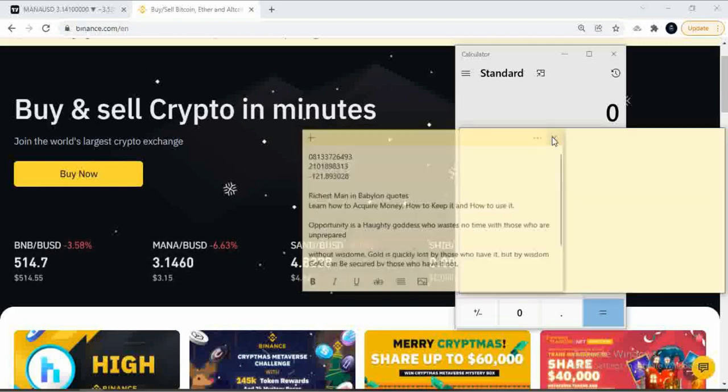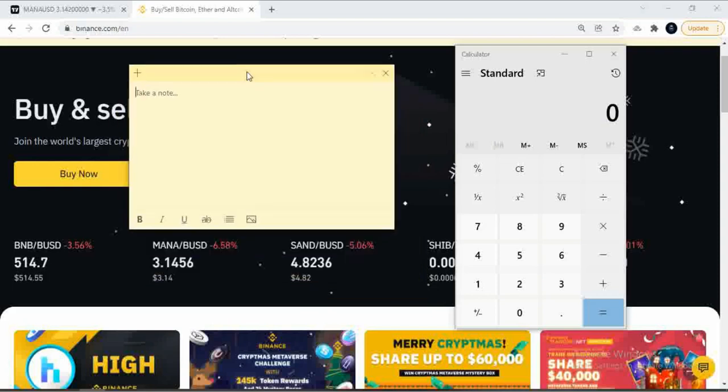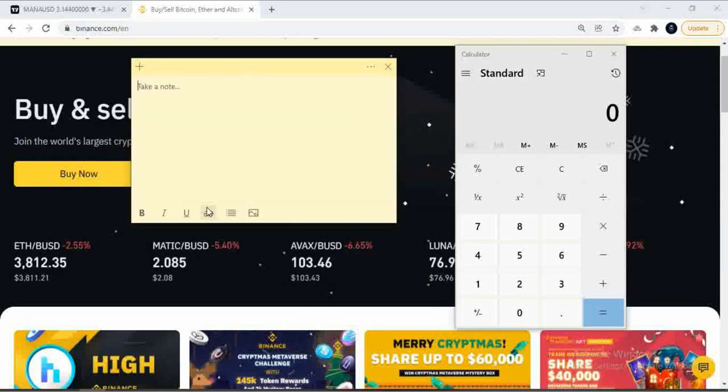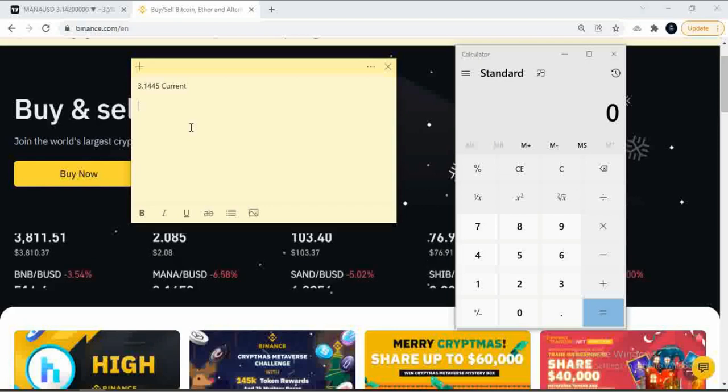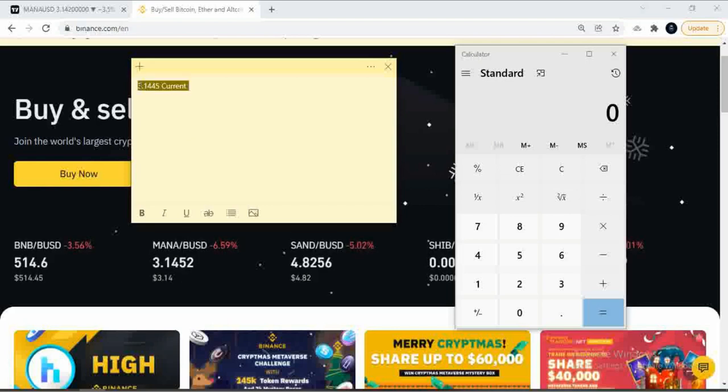Okay, so I'm going to have to introduce a sticky note. We were looking at MANA. Say the price is trading inside 3.14, let's say 445. So we have the current price, and you want to buy $100 worth. I'm going to try to break this down for you guys to understand. I want to buy $100 worth of MANA.